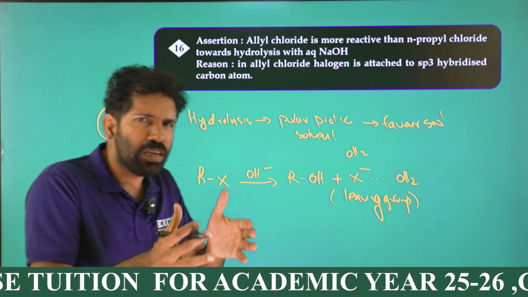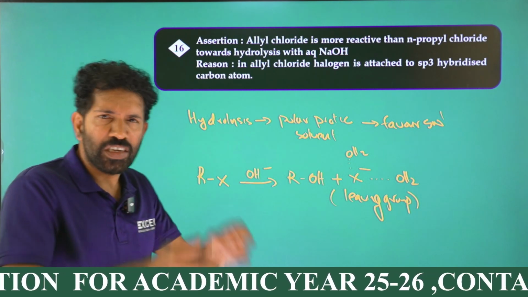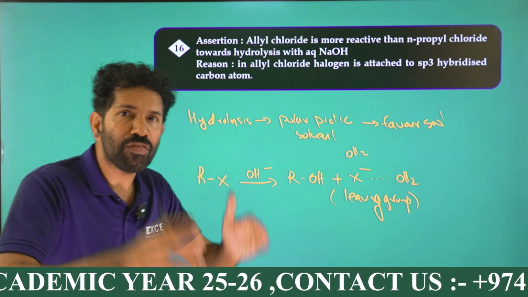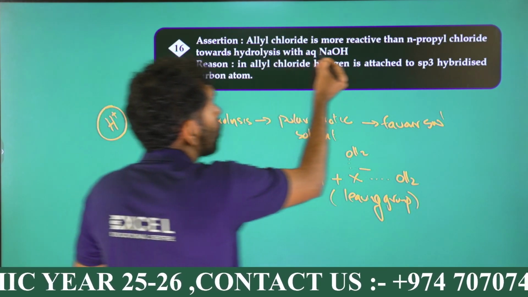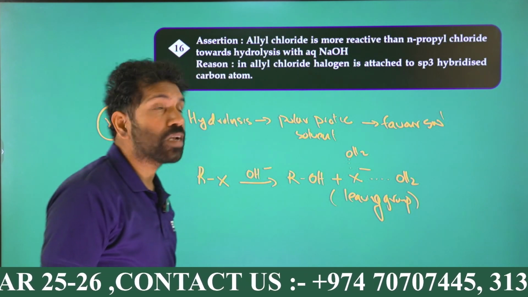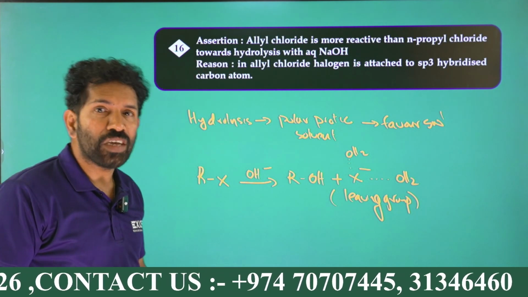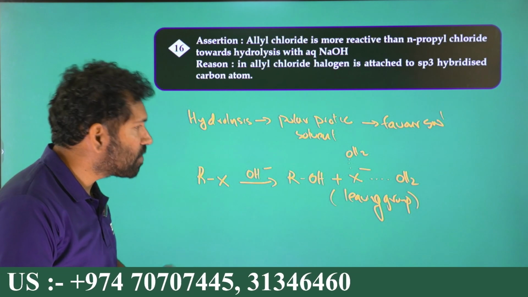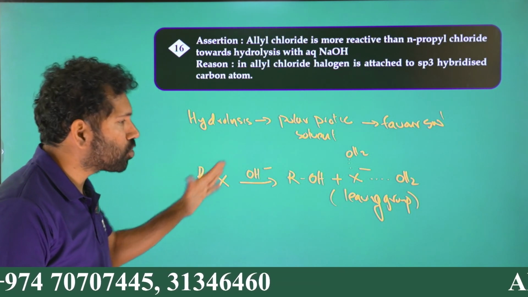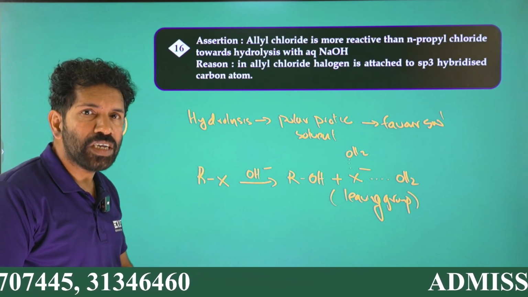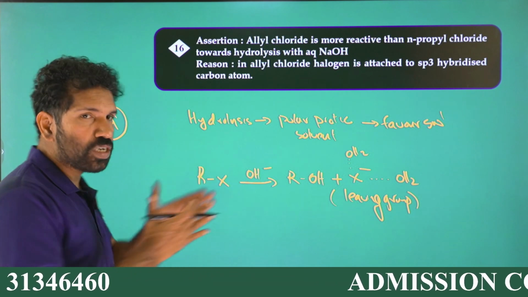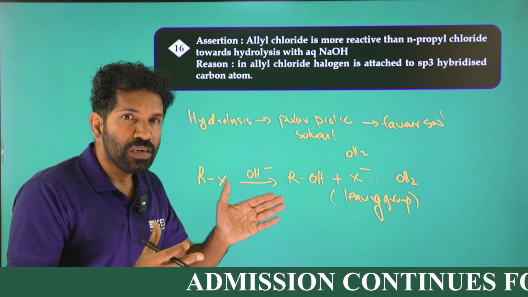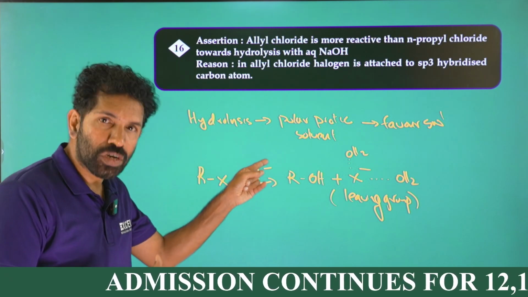Repeating, very simple logic. If you find it hard, just remember this: hydrolysis favors SN1. That's it. So the statement that allyl chloride is more reactive than normal propyl chloride towards hydrolysis with aqueous NaOH is correct, because in SN1 reaction, and this is the information you have to remember, polar protic solvent favors SN1.